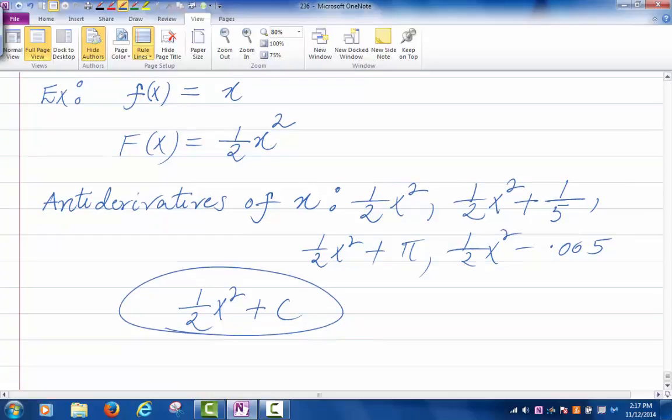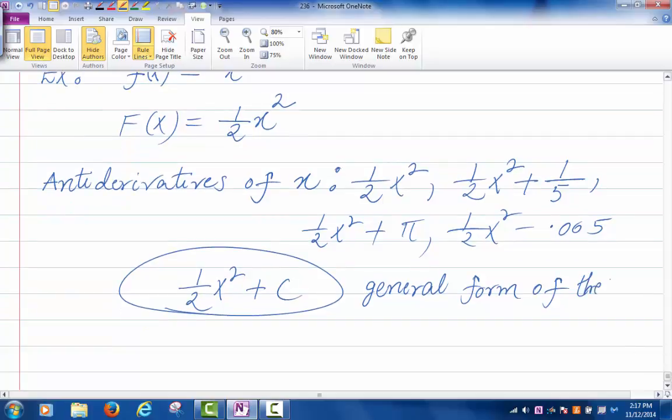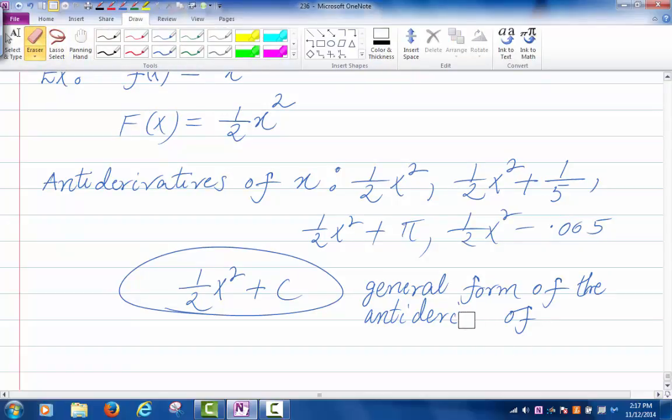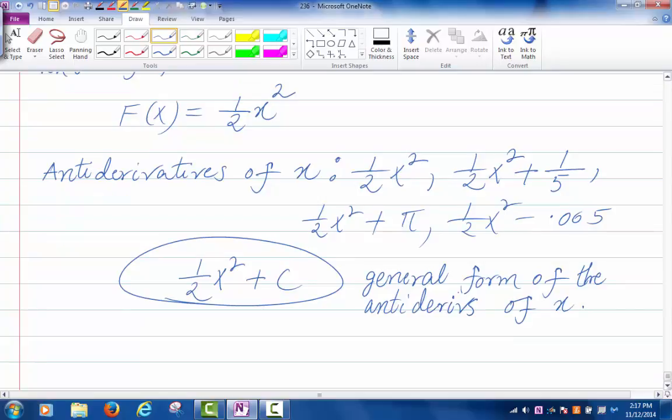Okay, I call this the general form of the antiderivatives of x. Okay? And we are going to use a notation to denote this.